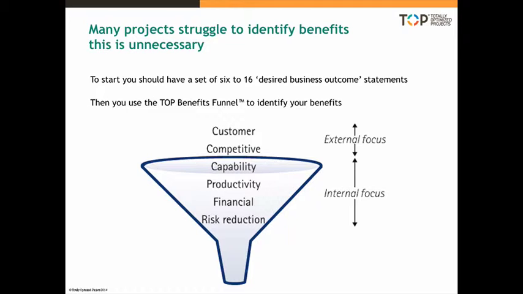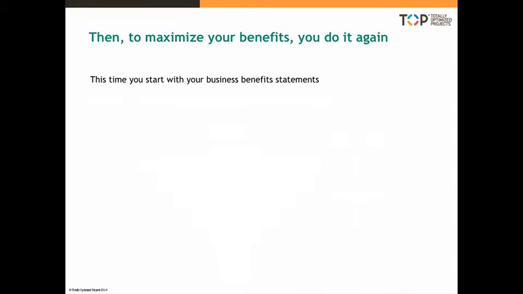So that's the first part. You go through and you end up with usually 6 different types of benefit: customer, competitive, capability, productivity, financial, and risk reduction for each benefit. Then you can maximize your benefits.